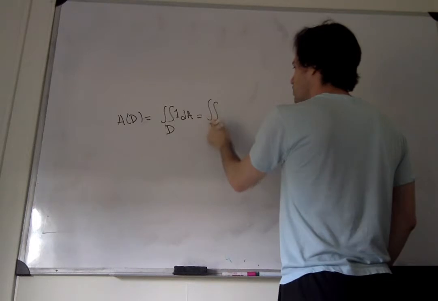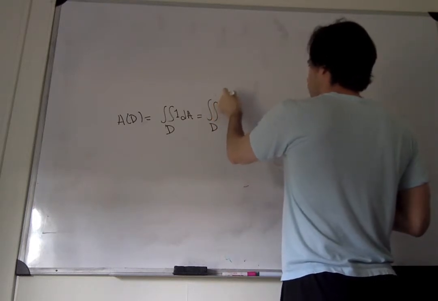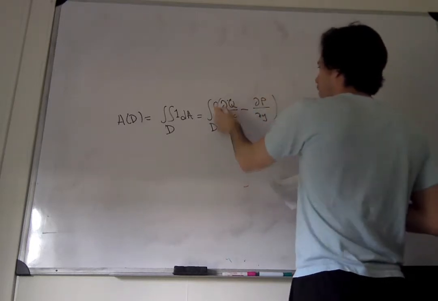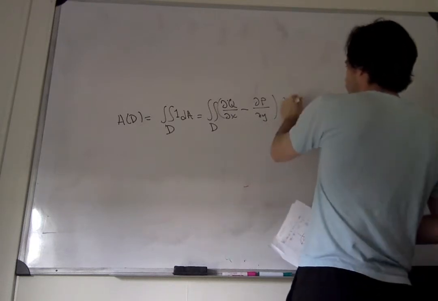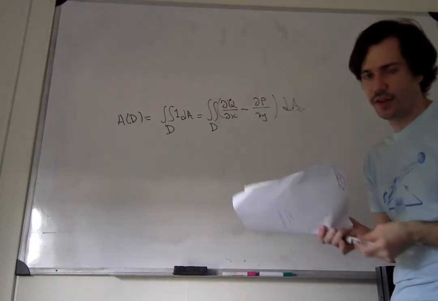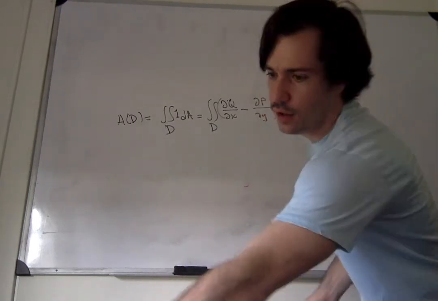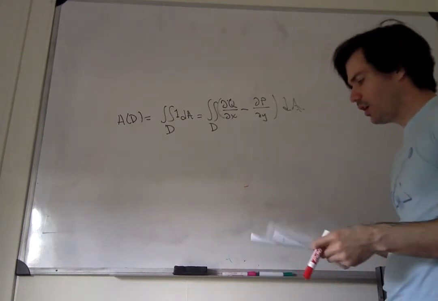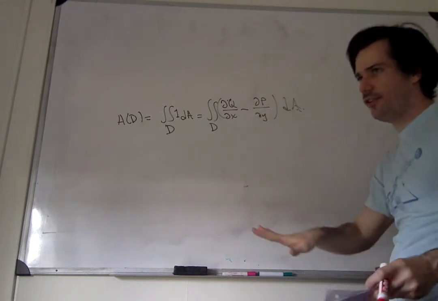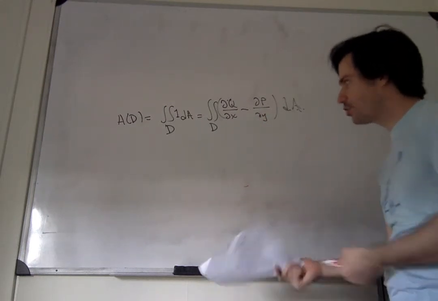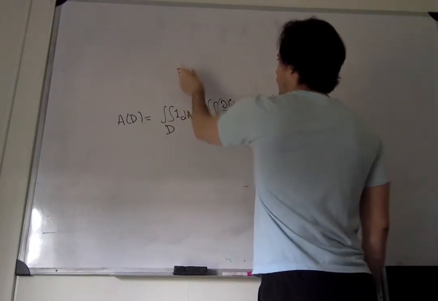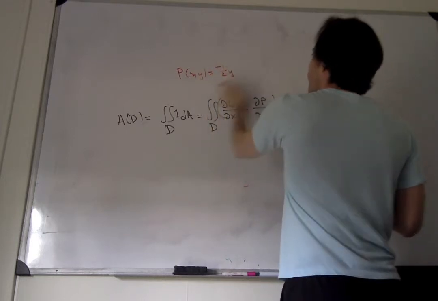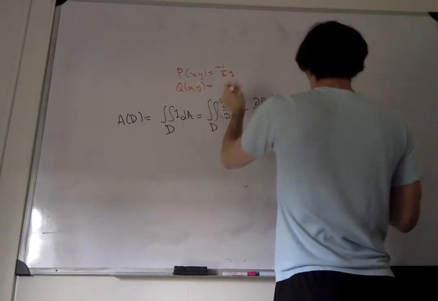And I want to use Green's theorem, so I want to say that's del q by del x minus del p by del y, for some sort of vector field F that has components P and Q. There's various sorts of vector fields you could use, but the most natural one would be let P of x, y equal negative 1/2 y, and let Q of x, y equal 1/2 x.